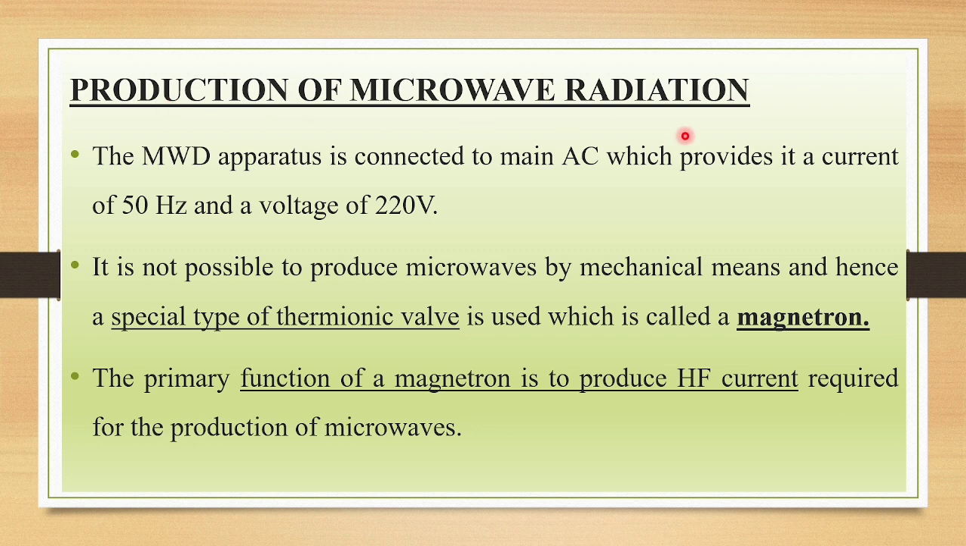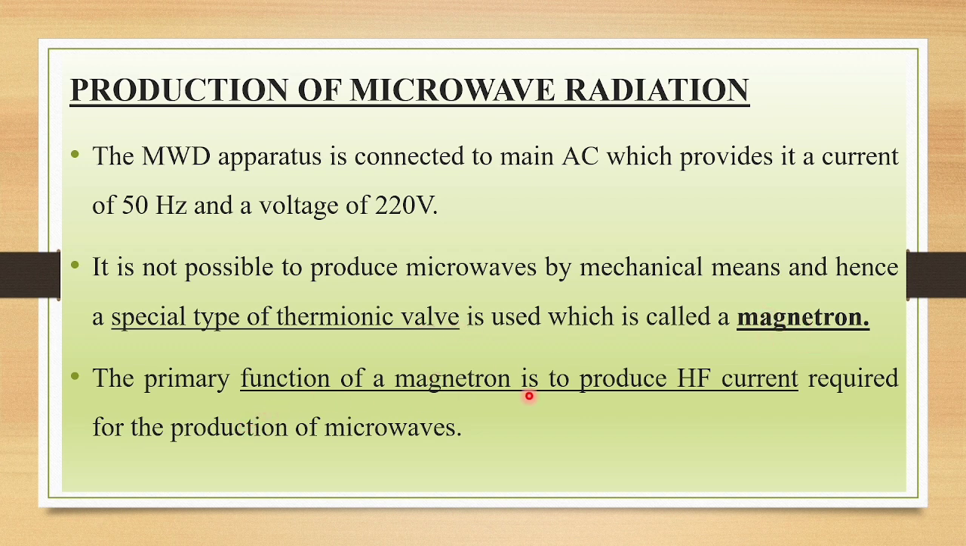Coming to the production of microwave radiation, the microwave diathermy apparatus is connected to the main AC, which provides it a current of 50 Hz frequency and a voltage of 220 volts. It is not possible to produce microwaves by mechanical means, and hence a special type of thermionic valve is used, which is called a magnetron.